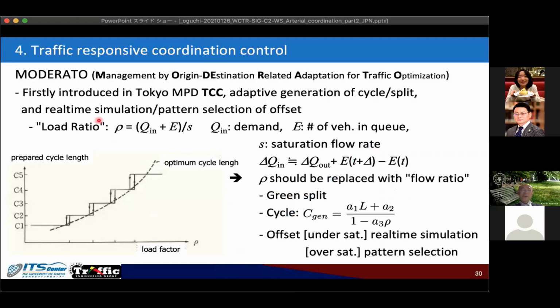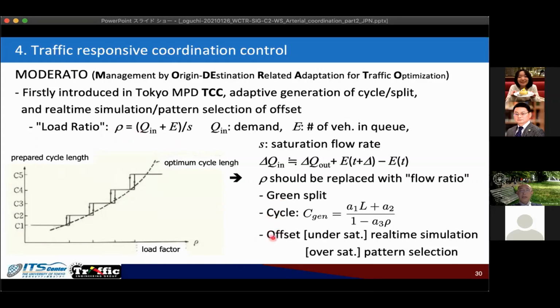The so-called MODERATO is a Japanese signal parameter generation system based on a very similar concept of the flow ratio, but the new idea is a load ratio, which could be applicable for oversaturated situations. It replaces the indicators with the flow ratio and tries to set the green split with this one and set the cycle lengths.